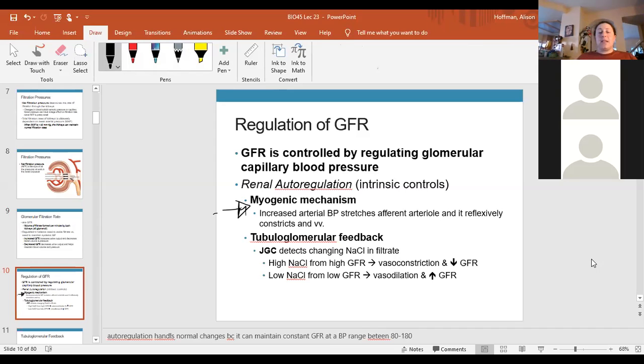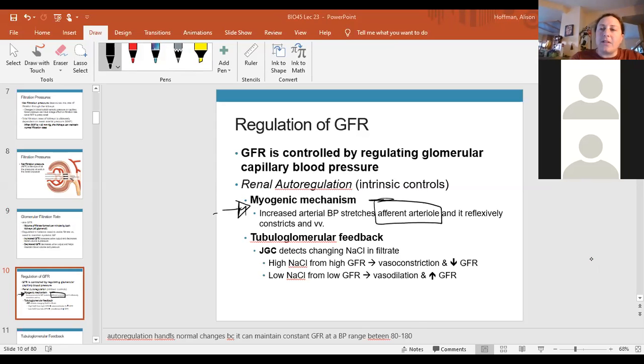So the myogenic mechanism is all about how changes in blood pressure aren't going to change GFR. So basically, because the smooth muscle of the afferent arteriole has a reflexive action that works in opposition. So if blood pressure goes up, the arteriole constricts and maintains the blood pressure. If blood pressure goes down, then it relaxes and still maintains GFR.